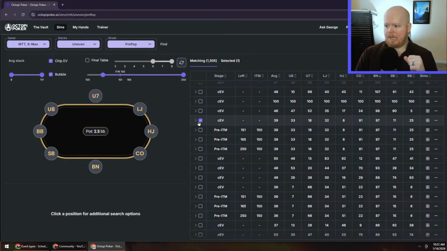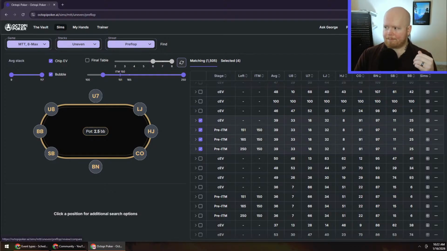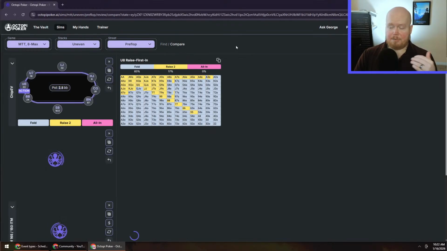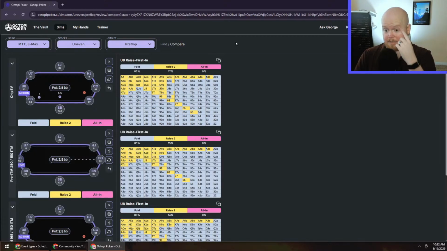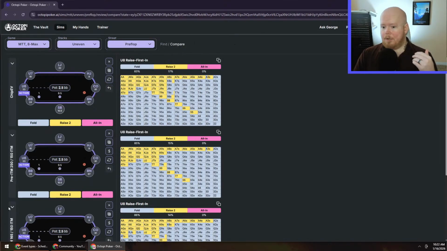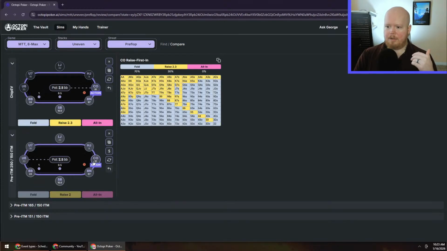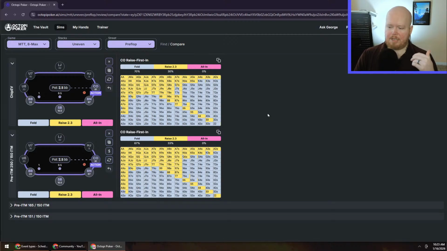So I'm going to show you right here just a comparison between these four scenarios, ChipEV going through to the bubble. And I want to highlight the dynamic that exists between these big stacks here. So we're going to quickly hide these bottom ones, and then we're going to mostly focus everything on what happens after cutoff opens here. Now, the first thing to note is that cutoff is opening marginally wider here when we go from ChipEV to ICM 25, but not significantly.